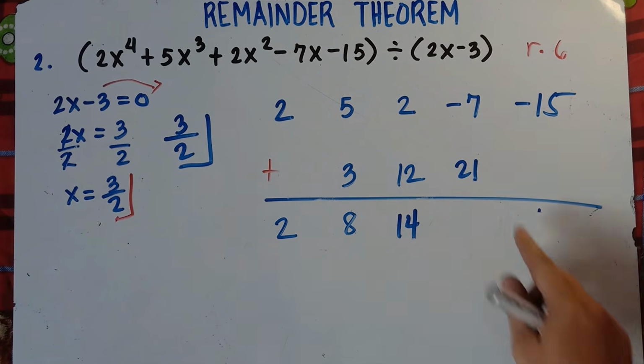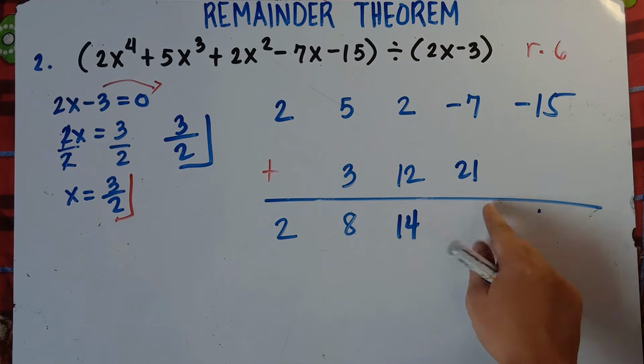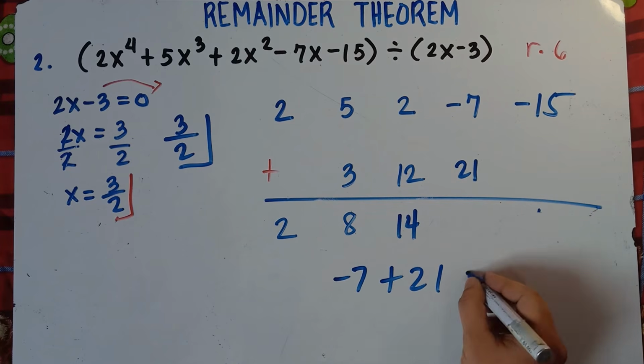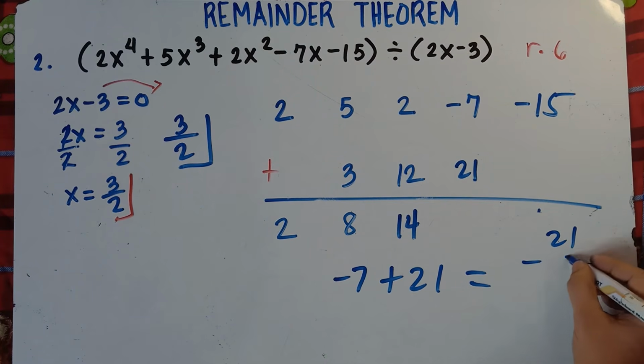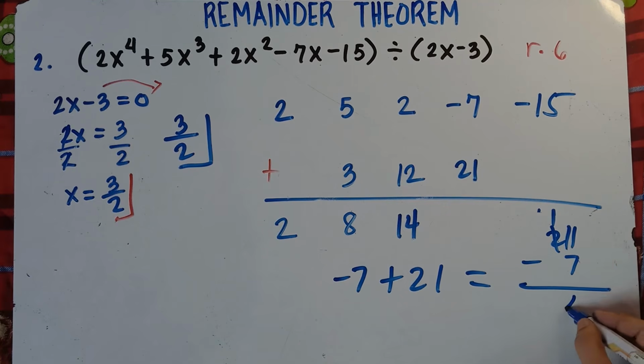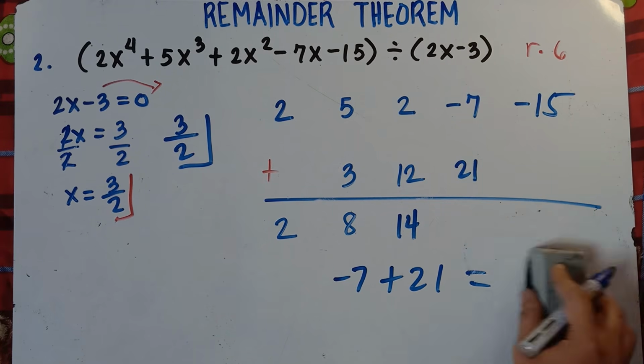And then you combine negative 7 plus 21. Negative 7 plus 21. If the signs are not the same, you subtract, then copy the sign of the larger number. So 21 minus 7. So borrow 1. And this will be 11. 11 minus 7 is 4. Bring down 1. 14. Positive 14, class.